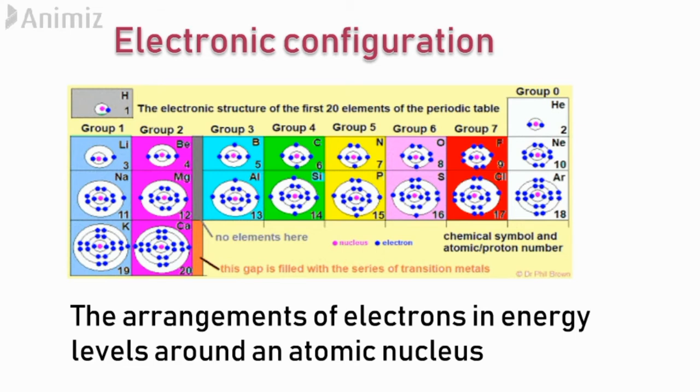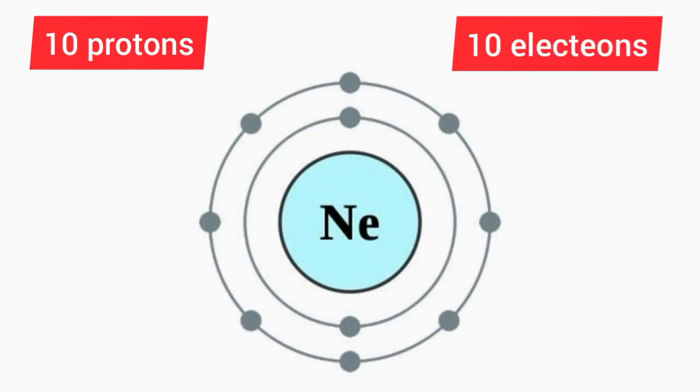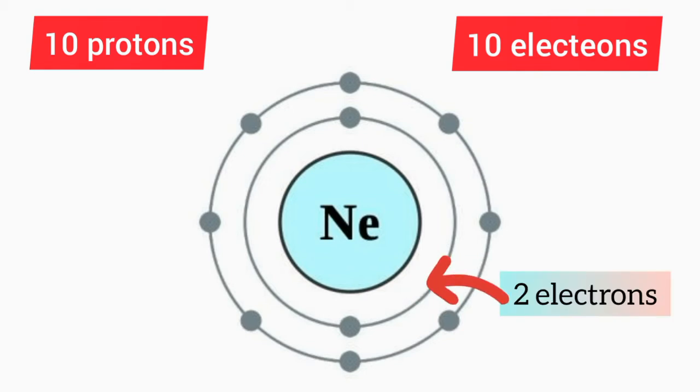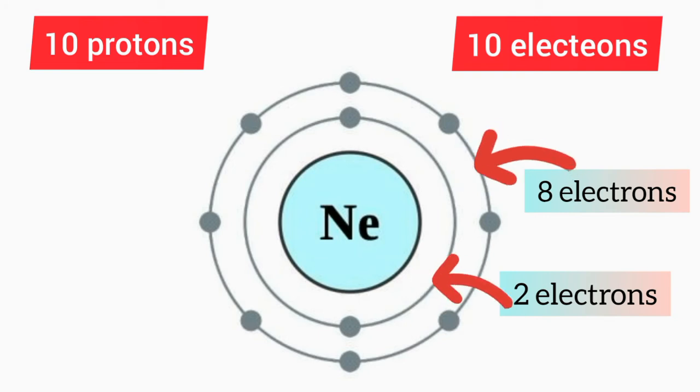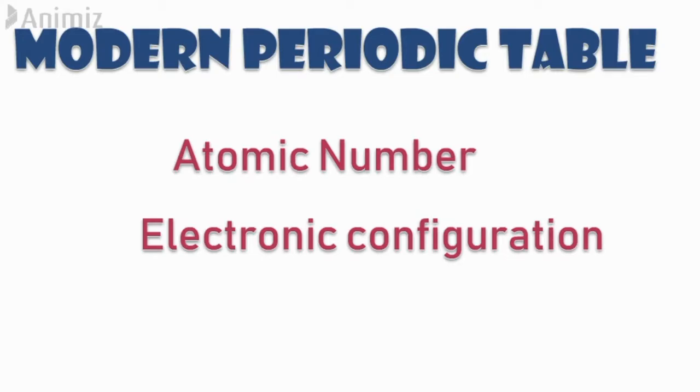We consider neon, its atomic number is 10. Therefore, a neon atom has 10 protons and 10 electrons. Here you can observe that electrons are distributed as 2 electrons in the first energy level and 8 electrons in the second energy level. Therefore, we can write the electronic configuration as 2, 8. I hope that you are clear with atomic number and electronic configuration.